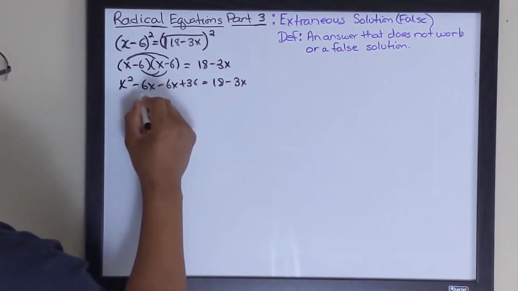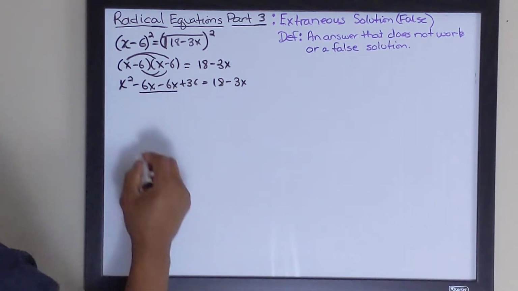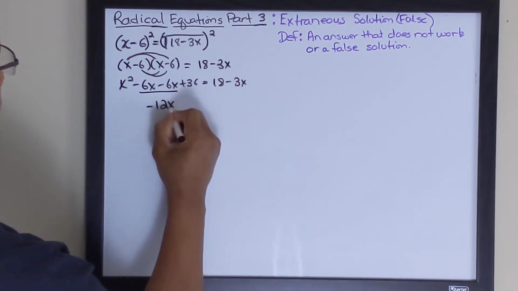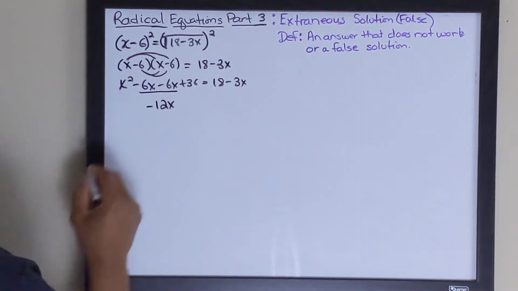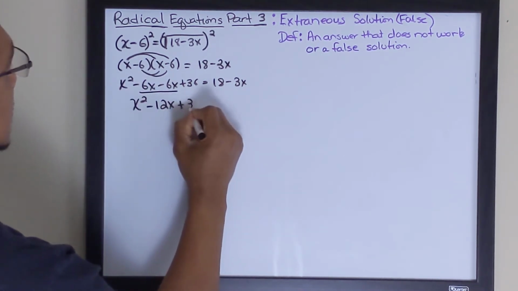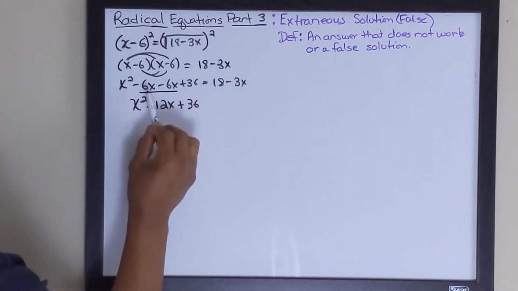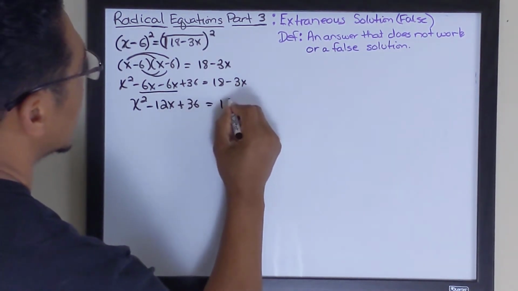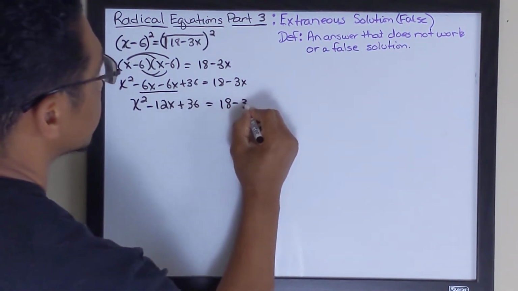So here we've got a negative 6x and a negative 6x. We combine them together, and that's going to give us a negative 12x. The others don't have anything to combine with, so they're going to stay the same. X squared stays the same, plus 36 stays the same. So all we've done is combine negative 6x and negative 6x. On the other side, there's nothing to combine either.